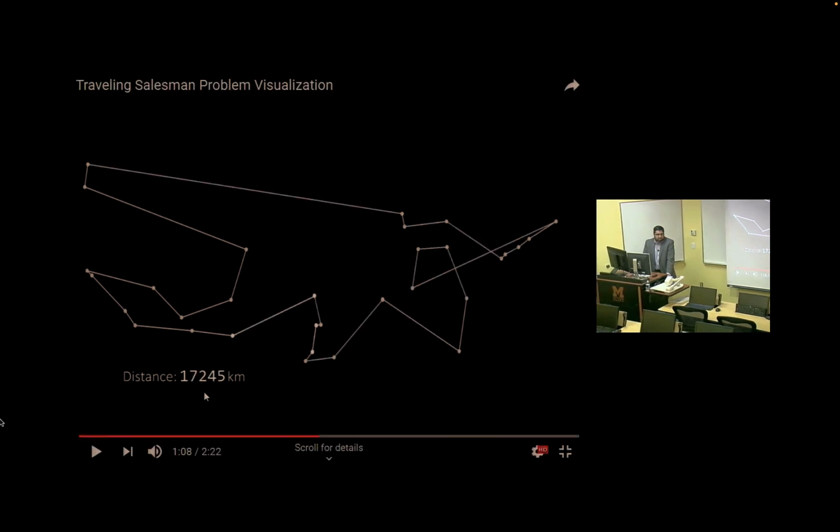Notice we have decreased the distance by half or more, because it was above 40,000. So we have more than halved the distance, and you can see all that backtracking and crisscrossing our own path is mostly removed. There's some left over here, but mostly we have removed that crisscrossing and backtracking over our own path.